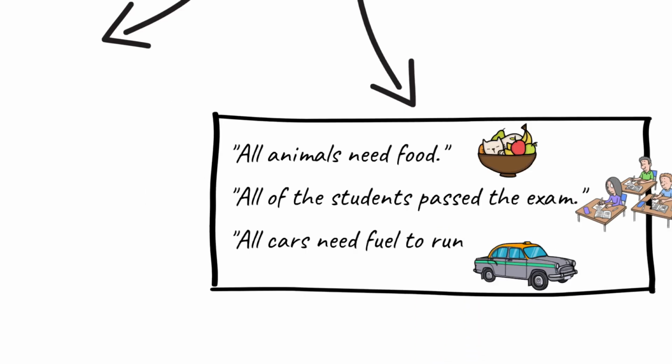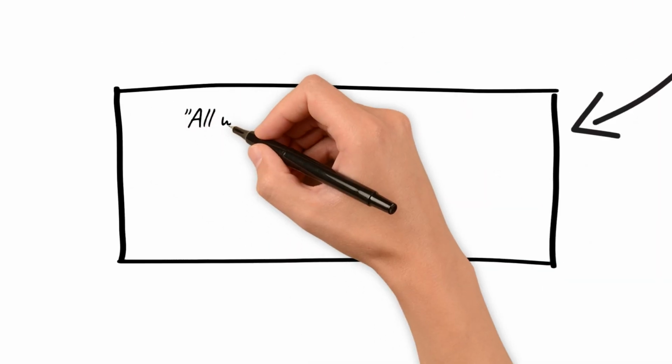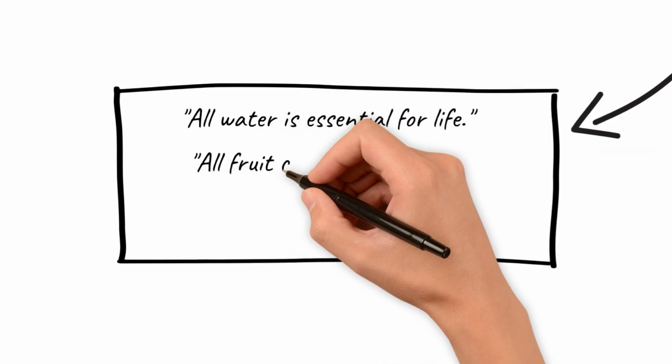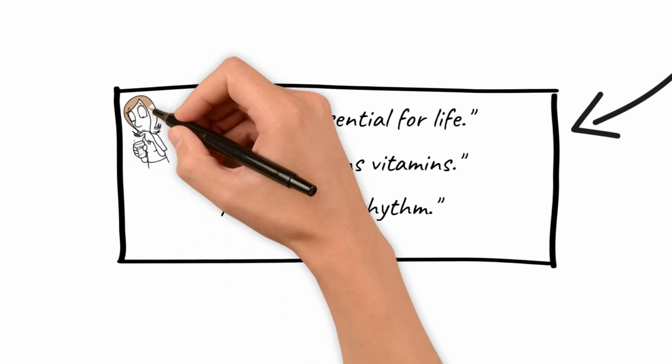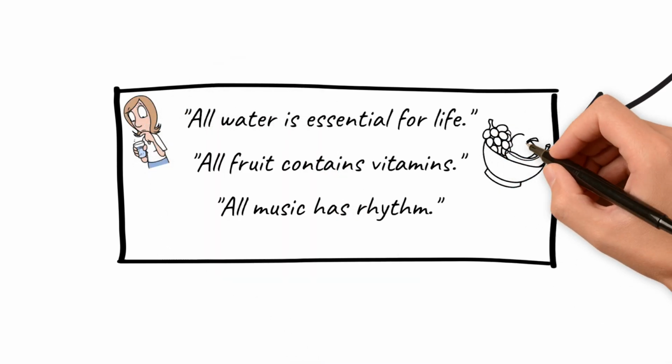We can use all with a plural noun or an uncountable noun. So, you can say, all water is essential for life. All fruit contains vitamins. All music has rhythm.